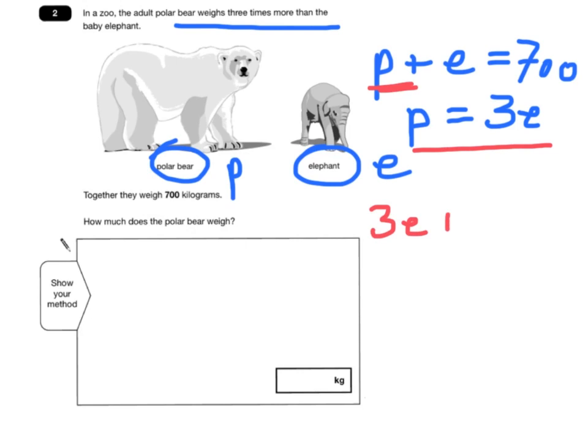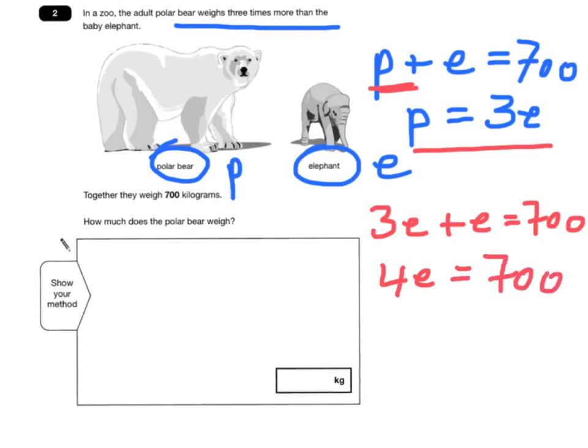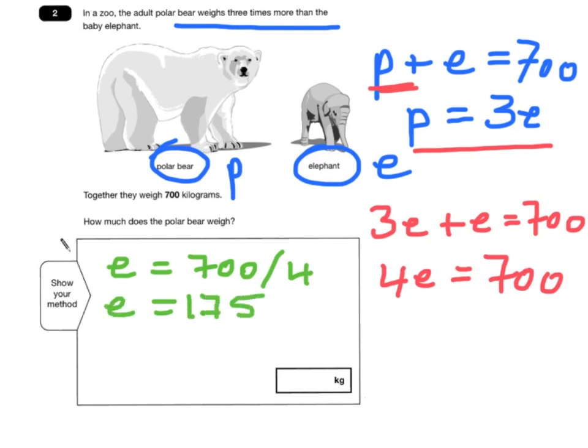So, because P equals 3E, we can substitute 3E into the top equation. So we get 3E plus E equals 700, where the 3E is the weight of the polar bear. So 4E equals 700, and we can work out that E will be equal to 700 over 4 if we divide both sides by 4. So E is equal to 175. That is the weight of the elephant in kilograms.